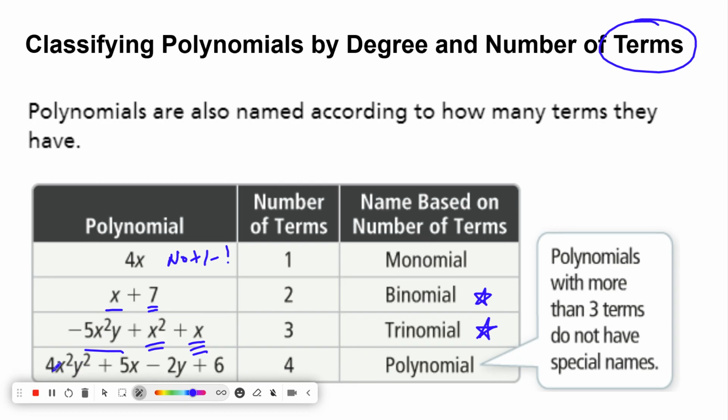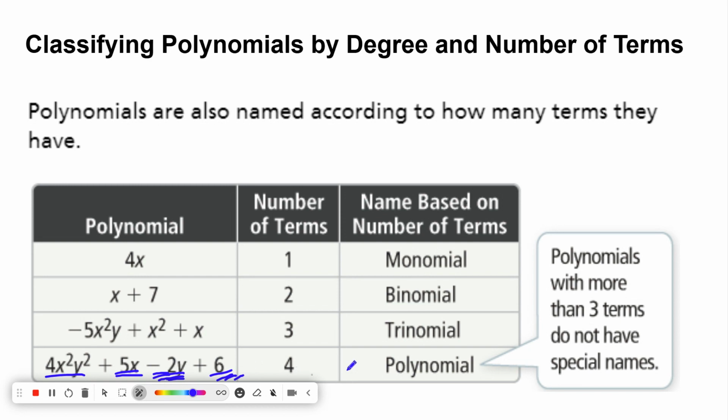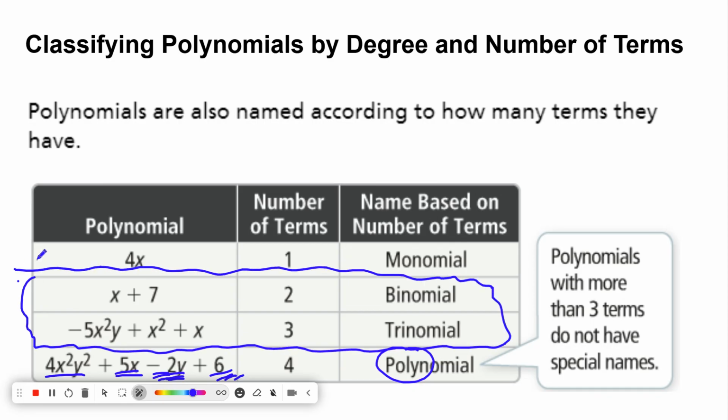And then this last one here, we have 1 term, 2 term, 3 term. Now this third term is a negative 2y. Notice that it has a negative sign with it. We think of that term as a negative 2y. And then the 6 is the fourth term. So we have 4 terms. Anything beyond 3, we just call it a polynomial, right? So again, binomials and trinomials are very important to our class this school year.